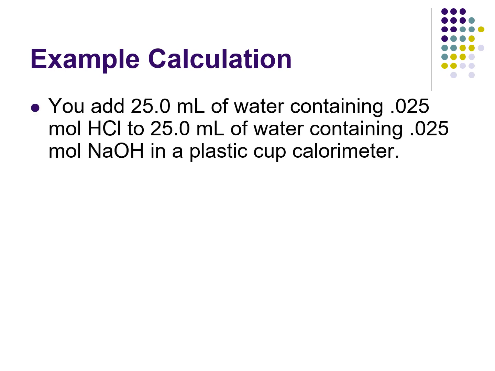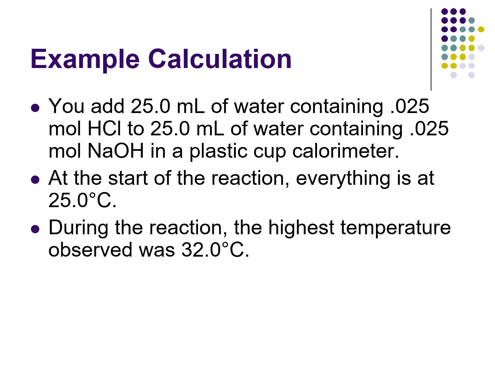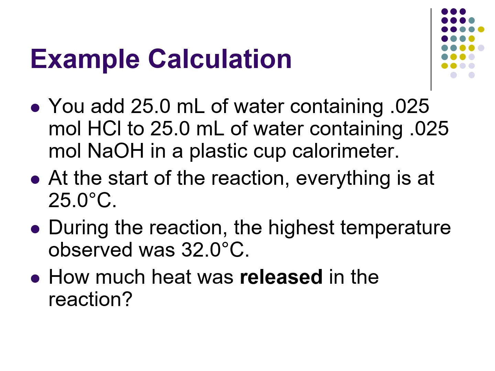So we have 25 milliliters of water that contains some hydrochloric acid, 25 milliliters of water contains some sodium hydroxide. We put that in a calorimeter. At the start of the reaction, everything is at 25 degrees Celsius. During the reaction, the highest temperature was 32 degrees Celsius, and we want to find out how much heat was released. Now we know the heat was released because the temperature of the water went up. And again, the only way for the water, the surroundings, to have raised in temperature is if the system, the reaction, the hydrochloric acid reacting with the sodium hydroxide, released heat.